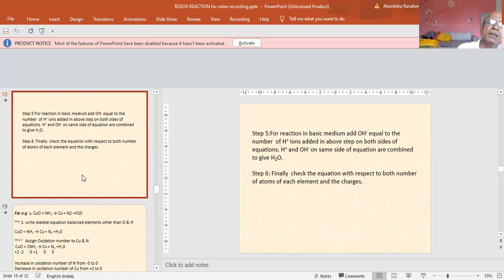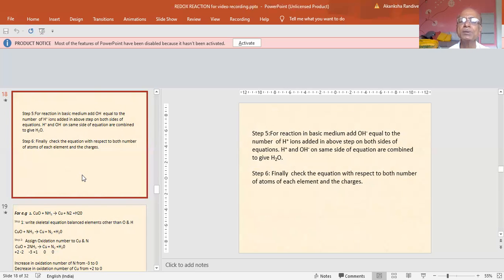H2O, जेवढे हायड्रोजन आहेत तेवढे ऑक्सिजन, तेवढे H2O molecules same side. So H plus and OH minus on same side of equation are combined to give H2O. म्हणजे जेवढे H plus आहेत आणि OH minus आहेत तेवढे H2O मॉलिक्युल्स त्या साईडला लिहायचे.